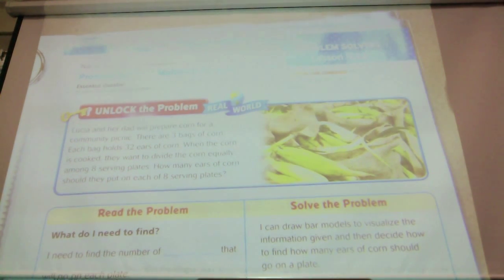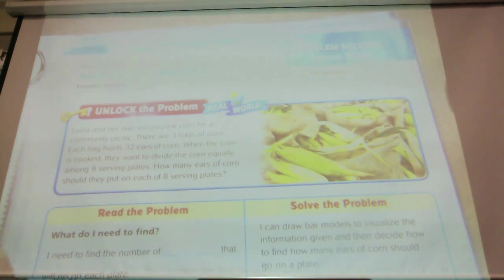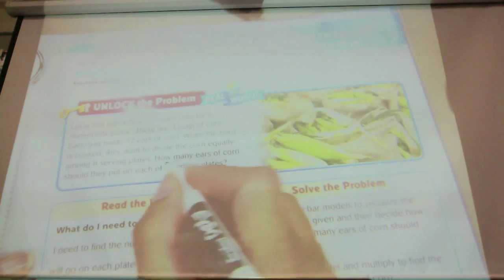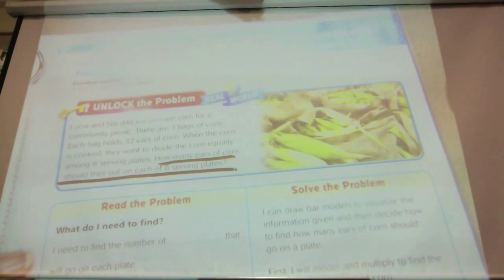So what I ask myself is, what do I need to find? First of all, what is the final thing that they're looking for? I want you to find in the word problem what is the final thing that they're looking for, and I want you to underline it. I actually do want you to pick your pencil up and underline it right now. What is the thing that they are looking for? Right, how many ears of corn should they put on each plate?